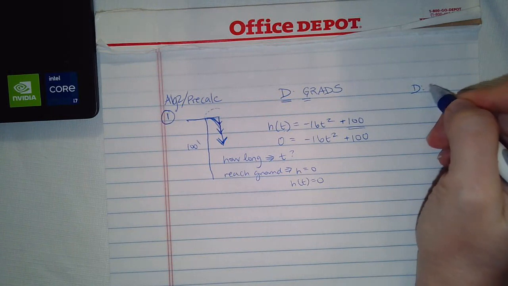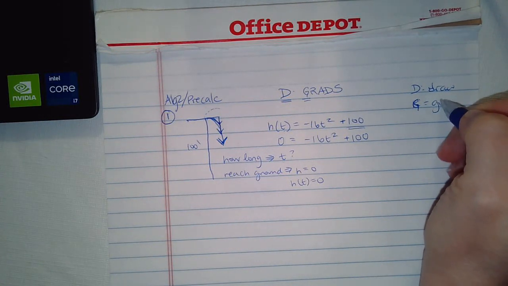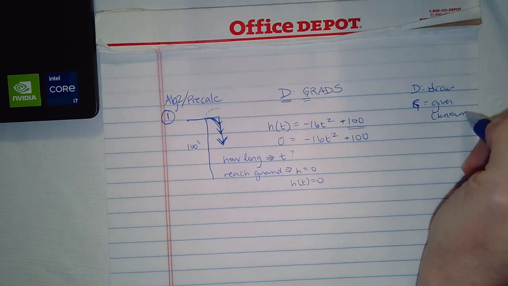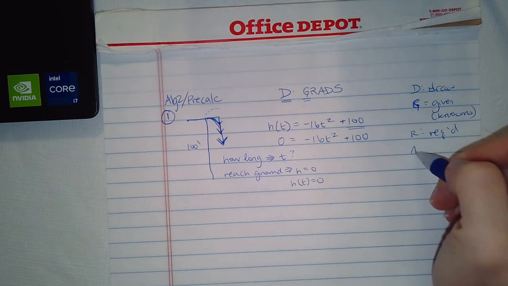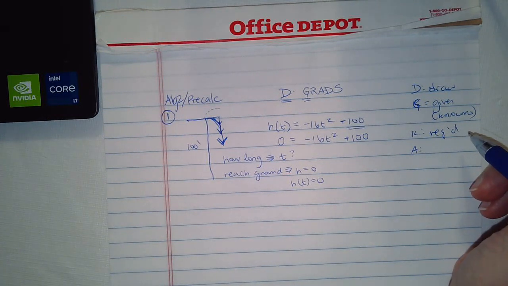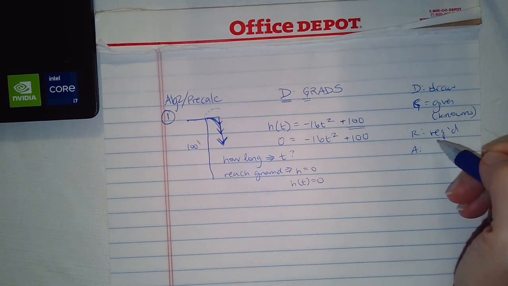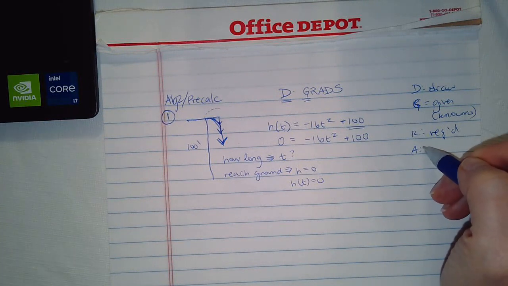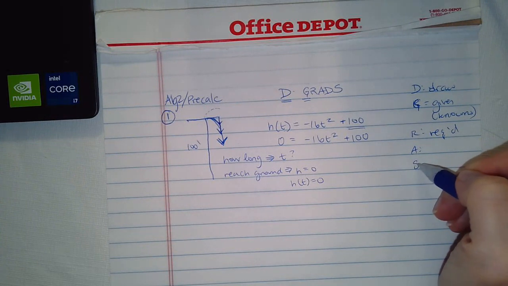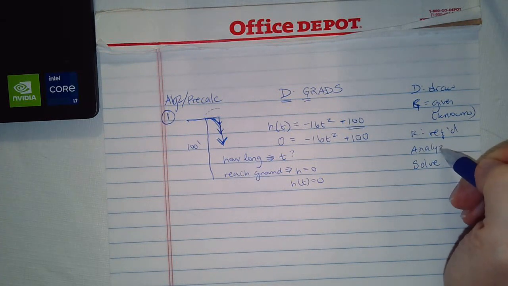So D, draw it out if you can. G, what's given? What do you know? R, what's required? What are you asked to find out? A is analysis. Analysis is what kind of equation is it? How am I going to solve it? Later in calculus we have to pick our own equation, so that's a little harder. We're going to skip D because that's another calculus one. And then this is going to be substitute or solve. Okay, now analyze and solve.